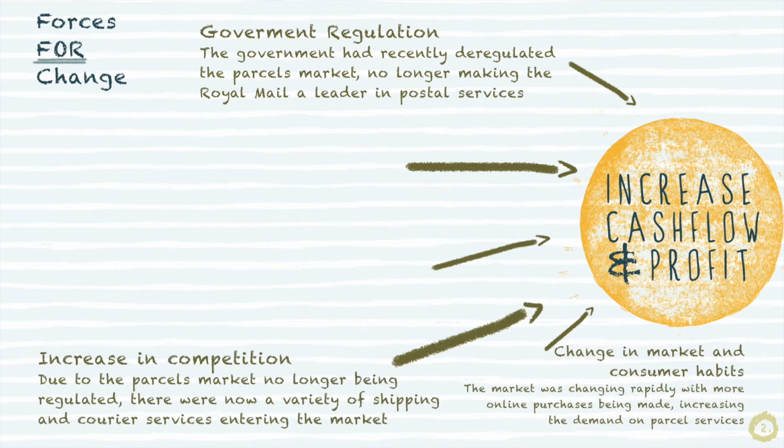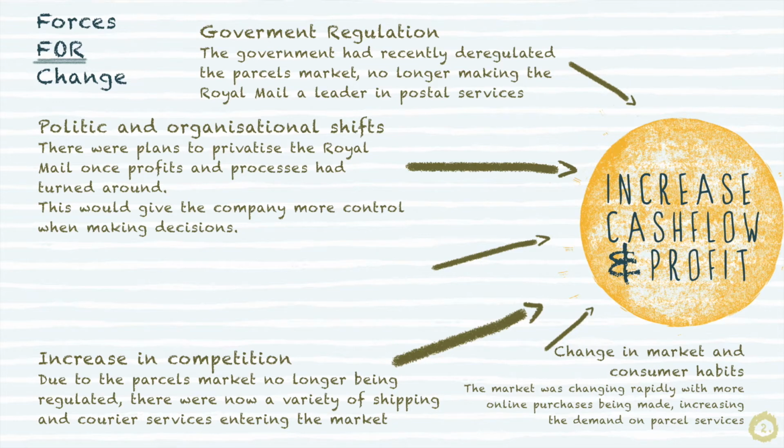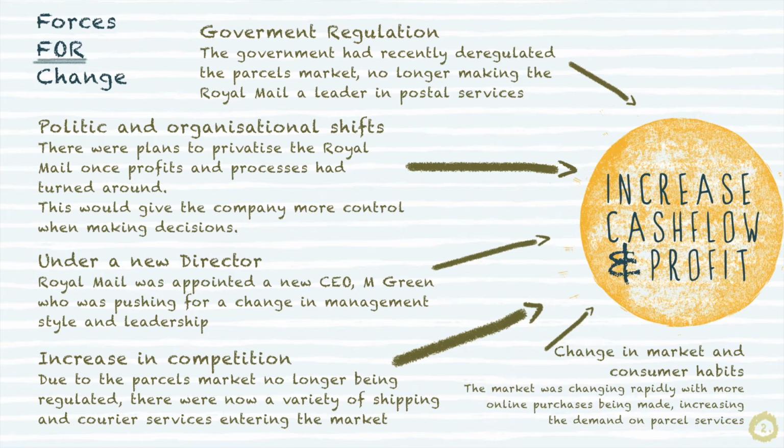This grew to an increase in competition, as there were now a variety of shipping and courier services entering the market, due to the parcel market no longer being regulated. For a long time, the Royal Mail had been the go-to for posting service within the UK, and now they needed to find a strategy to compete and succeed. Political and organisational shifts. There was talk of privatising the Royal Mail once profits and processes had turned around. This would ultimately give the organisation more control over decisions being made, and overall increasing cash flow and profit. Under a new chief executive and director, Moira Green was pushing for a change in management style and leadership.